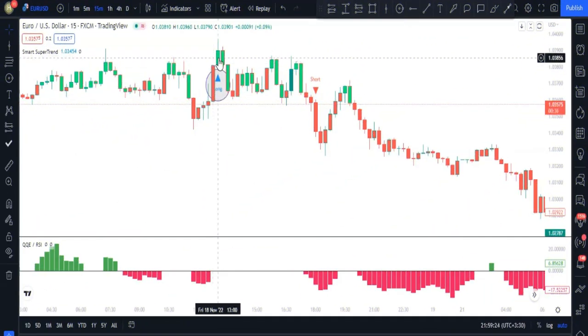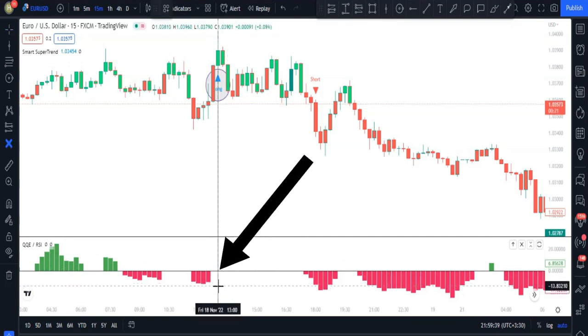Check out this long signal. There's a long signal here by the super trend indicator, but there's no histogram on the QQE. So this long signal would be invalid.